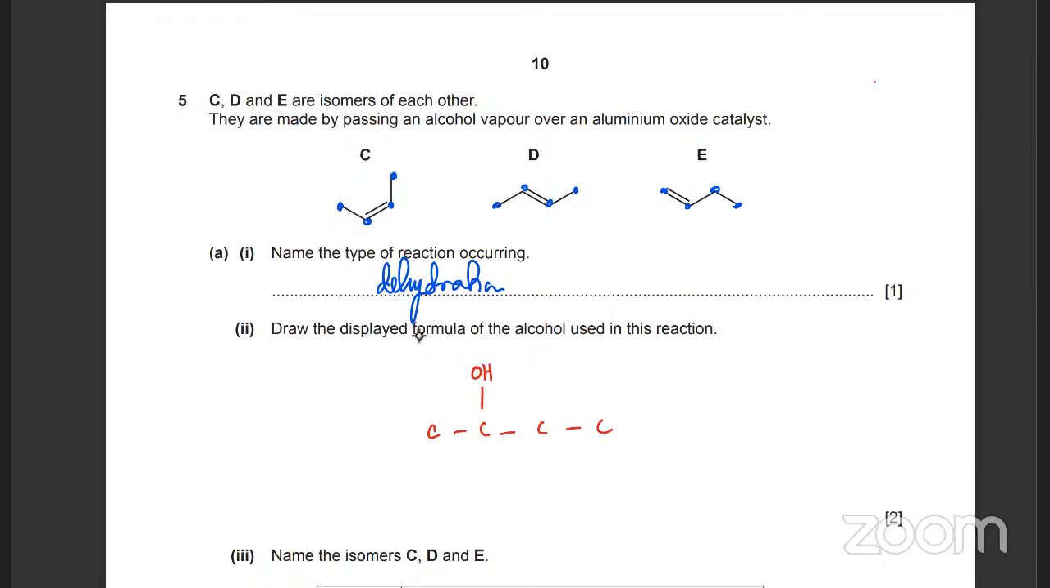So when you see the word displayed, draw the whole thing. Every bond has to be shown. So you've got CH3 and so on, every single bond has to be shown. How did we figure out the OH is on the second one? Because the OH would be lost and the double bond would be formed either on the right side or on the left side. So why are we getting 3 isomers, 3 molecules? Why not 2?